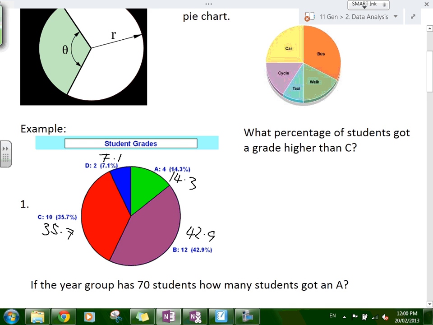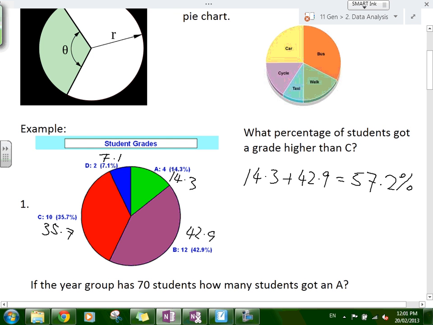So what percentage of students got a grade higher than C? Franco, what's a grade that's higher than C? Both A and B are higher. B is this one, which is 42.9. A is 14.3. What is that, Alex, if you add them together? 57.2. Good. So it's 14.3 plus 42.9, which equals 57.2%. I'm just reading off what it tells me.